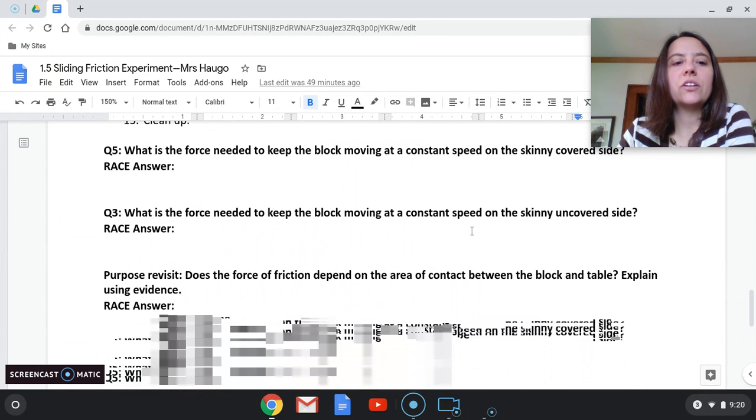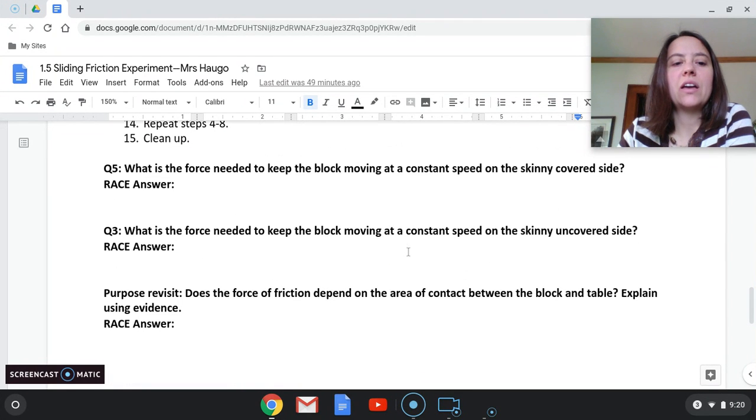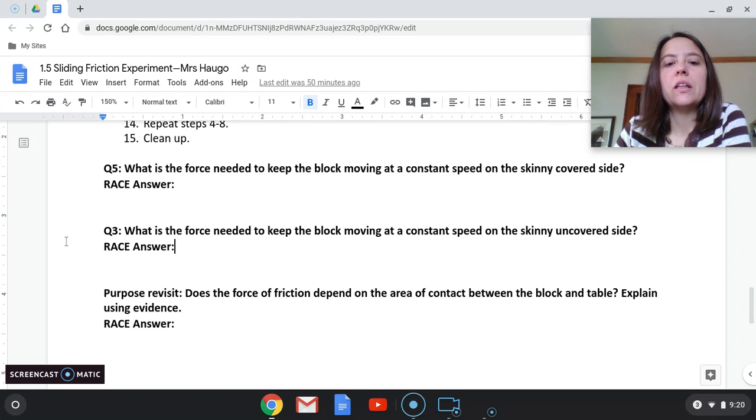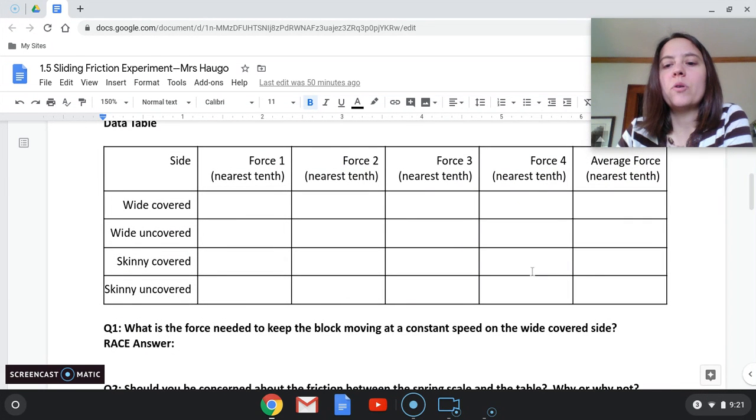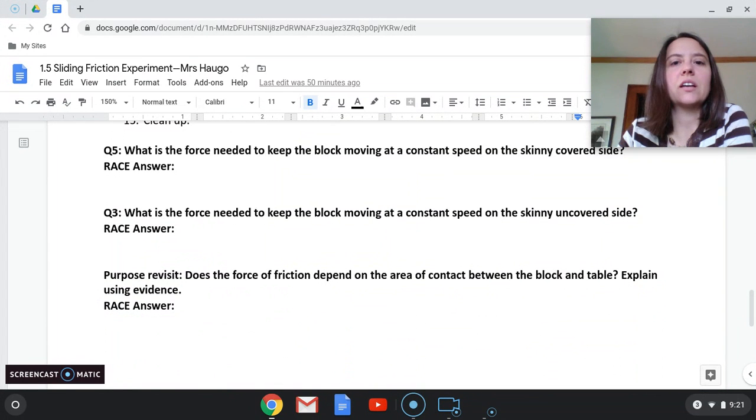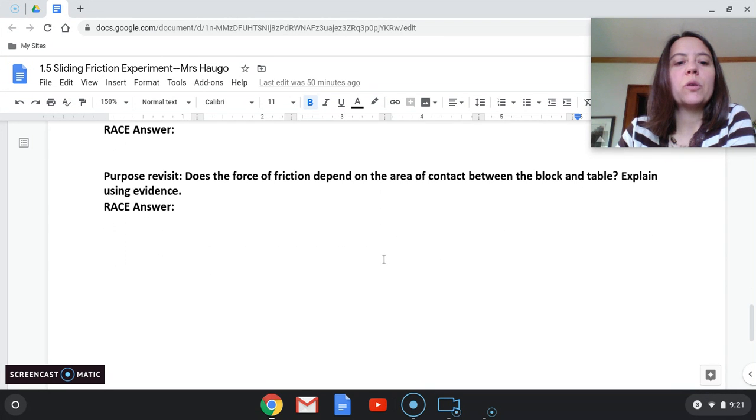Pause the video until you're done with Q5. And then we're going to move on to what will be Q6. What is the force needed to keep the block moving at a constant speed on the skinny uncovered side? I'll start you out again. The force needed to keep the block moving at a constant speed on the skinny uncovered side is, and you'll want to come over to your average force for skinny uncovered and make sure you put newtons. And it's a complete sentence with a capital letter and a period.